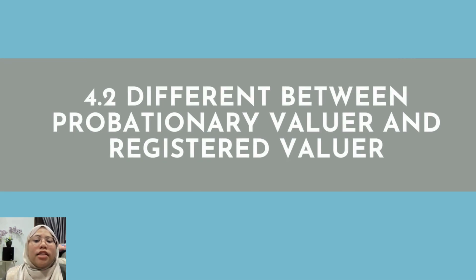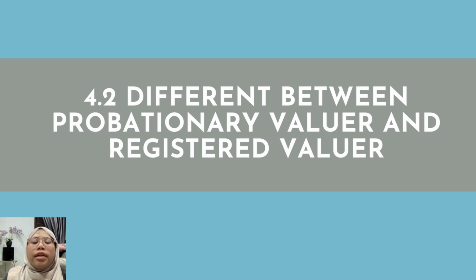I will continue with differentiating between probationary valuer PV and registered valuer RV. A PV is a person who is registered under Act 242 as a PV and whose name has been placed in the register of probationers. An RV is a person who is entered under Part 1 of the register and to whom an authority to practice has been issued by the board under Section 16 of Act 242.